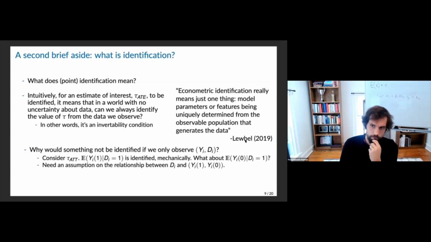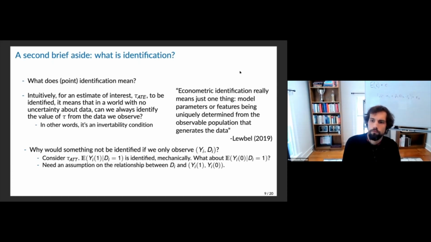So, why would something not be identified? Well, consider the following. Remember that average treatment effect on the treated that we were talking about, tau ATT. This could really be true for any of those average treatment effects that we were just discussing. This first piece, the expectation of yi1 conditional on di, is identified mechanically. It's a thing we observe, because when di is on, we can take the mean of it. We observe it in the sample.